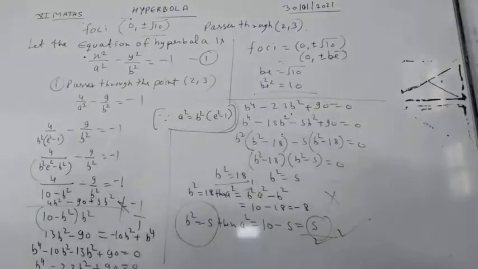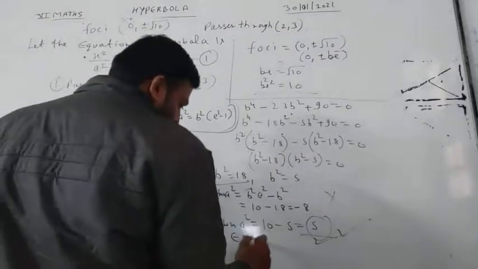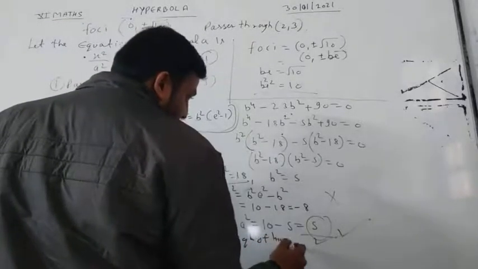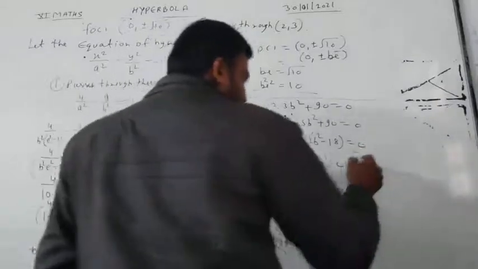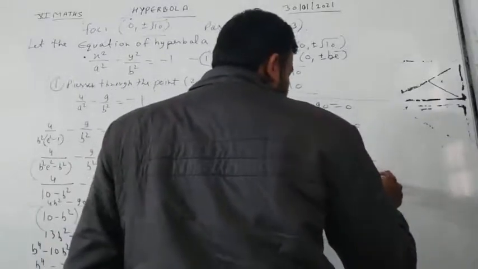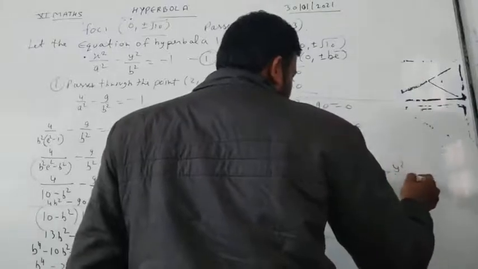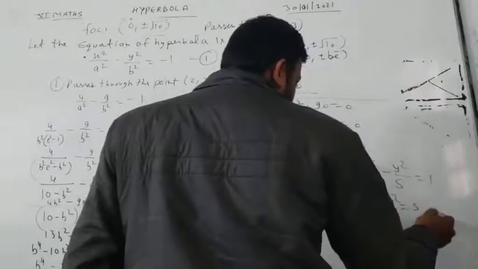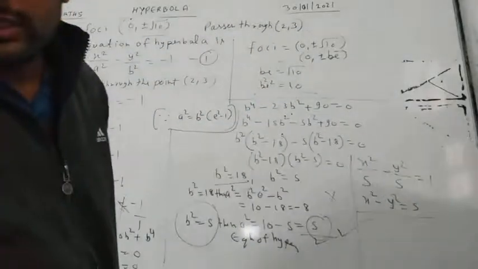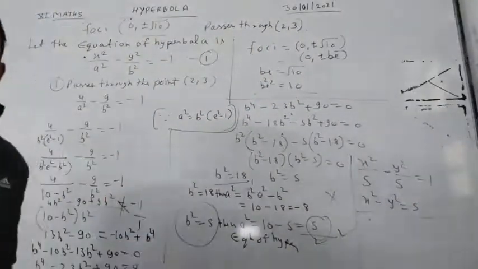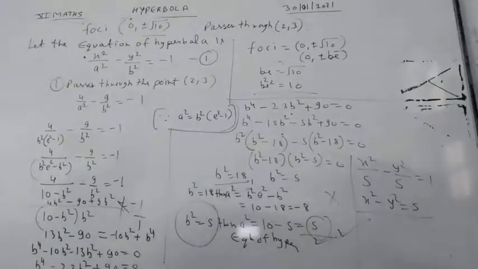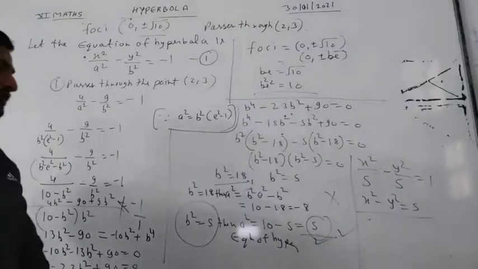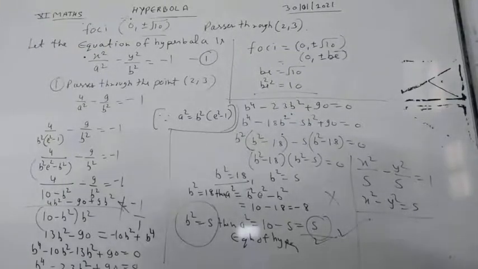So, students, our equation of hyperbola will be x square by a square minus y square by b square is equal to 1, with the values substituted. So x square minus y square is equal to 5. Okay, students, so this will be our required equation of hyperbola. Okay, students, so let's see once again.